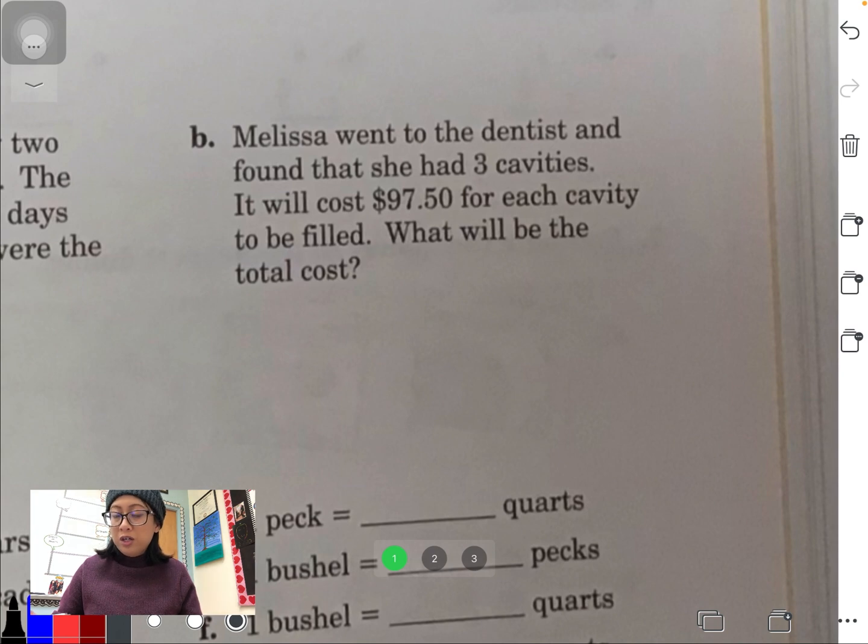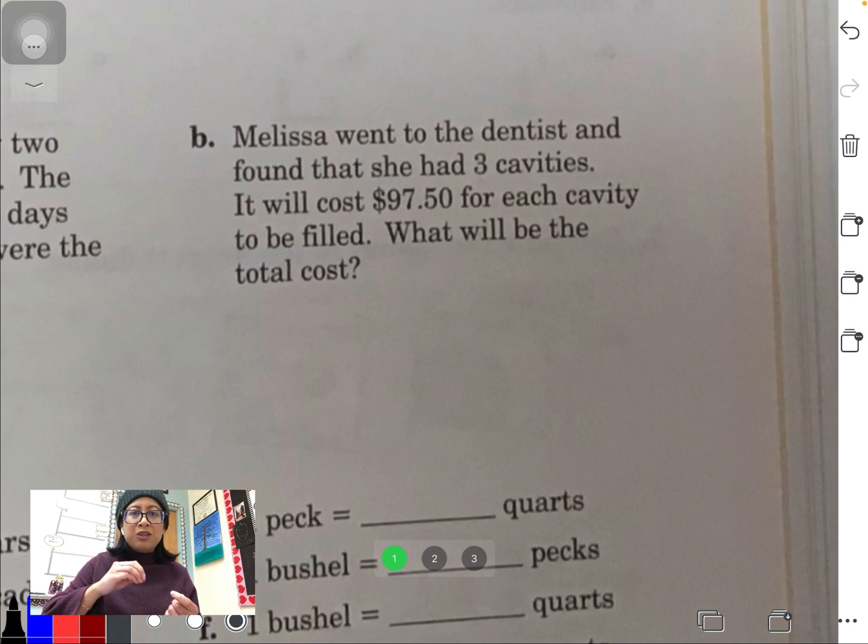Letter B. Melissa went to the dentist and found that she had 3 cavities. Oh my word. Okay, that's painful. It will cost $97.50 for each cavity to be filled. You understand what a cavity is, right? A cavity is a hole in your tooth and it hurts. They have to fill it with something so that nothing goes inside the hole.